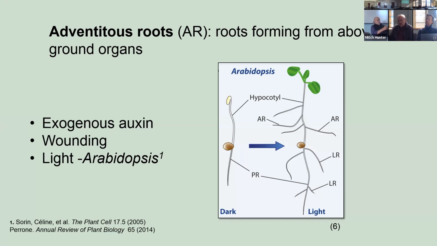Arabidopsis is nice because a light signal induces adventitious rooting on the hypocotyl. So we've gotten a lot of mileage out of using that very simple system. That light switch actually turns out to work quite fine in hazelnut. Recent paper last year on using light and dark periods, which works as well. So there is a light signal that's involved in the adventitious rooting.